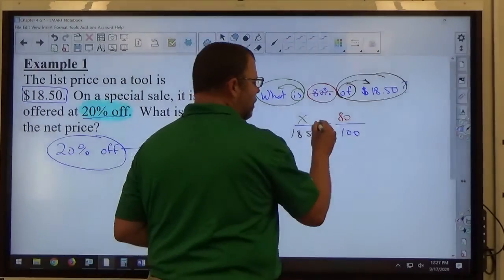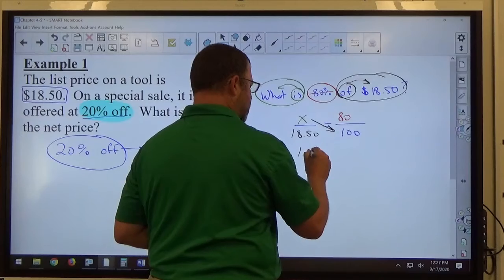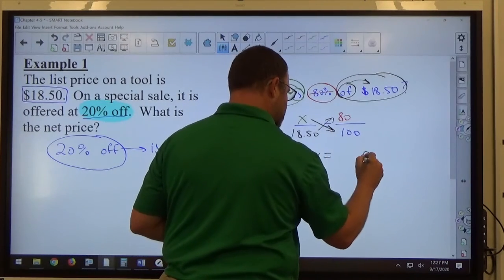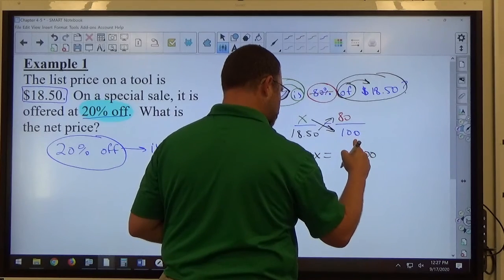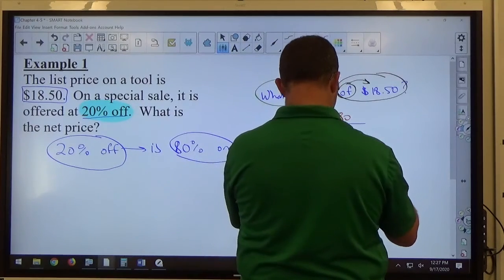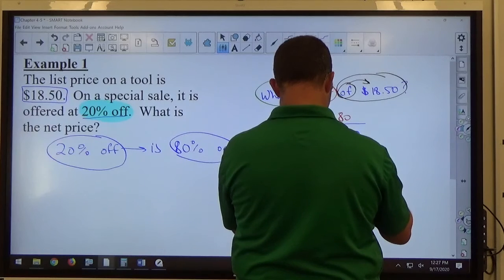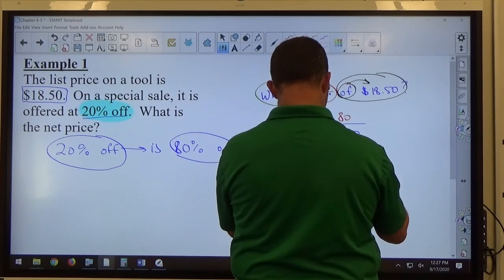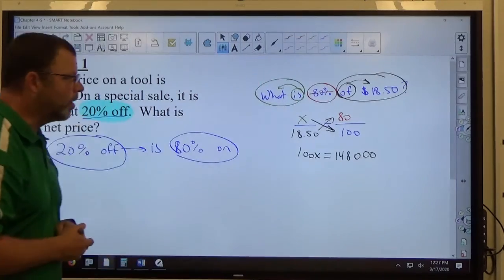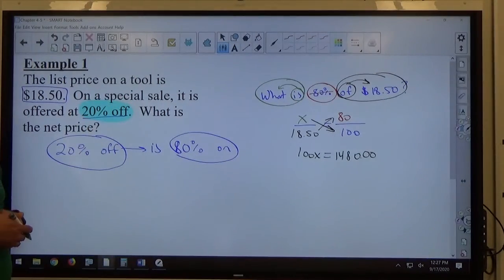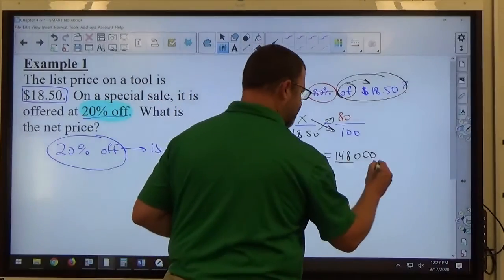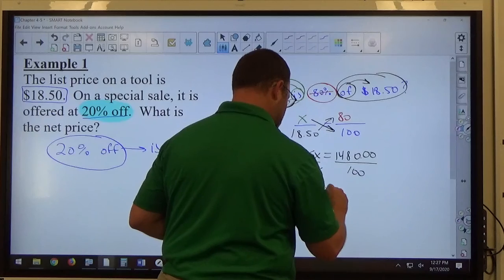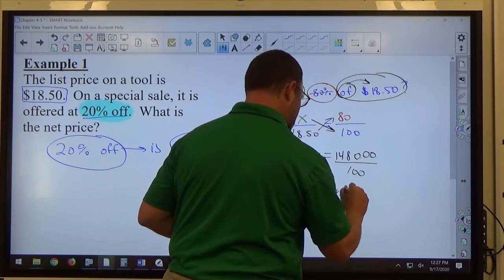So if we cross multiply, I'm going to get 100x when I do that product equals this product. 0, 0, carry the 0, carry the 4, 8, carry the 6. 100x equals 1,480. Then we divide both sides by 100. We have x equals $14.80, which would be the new price of the tool.